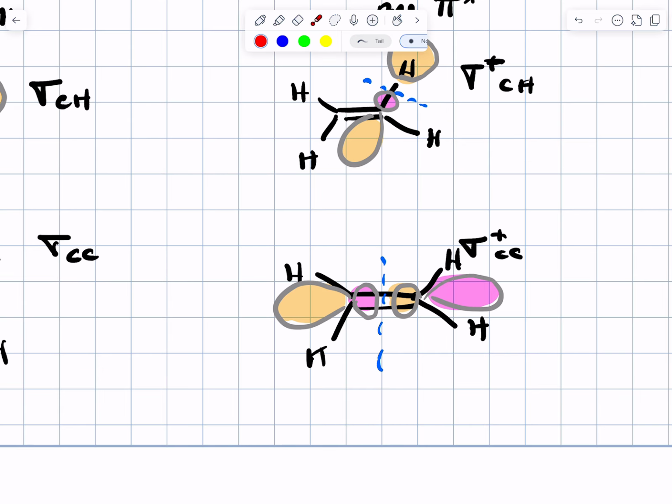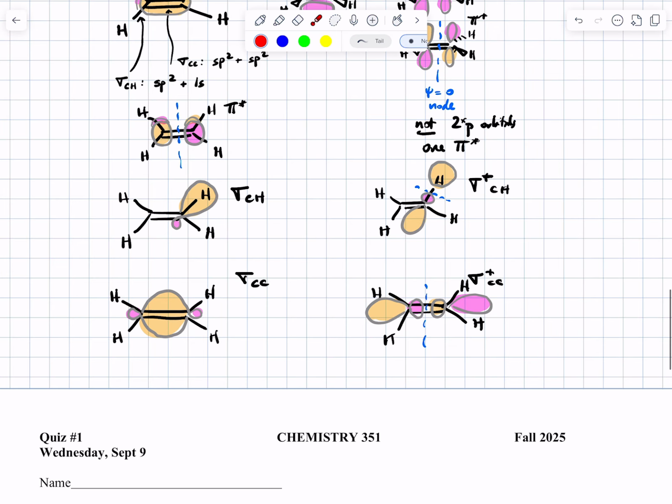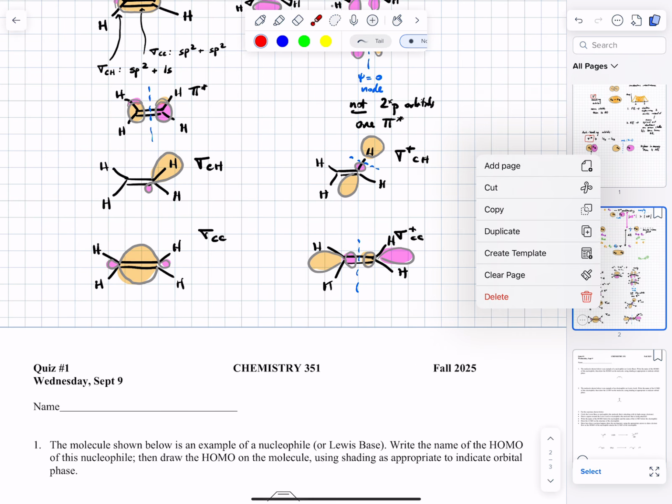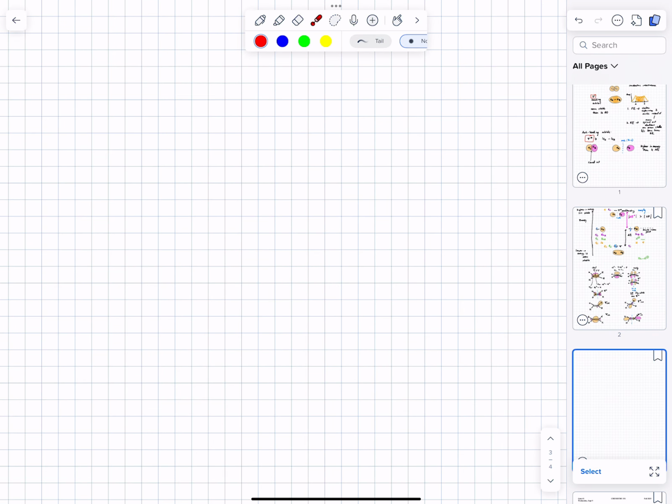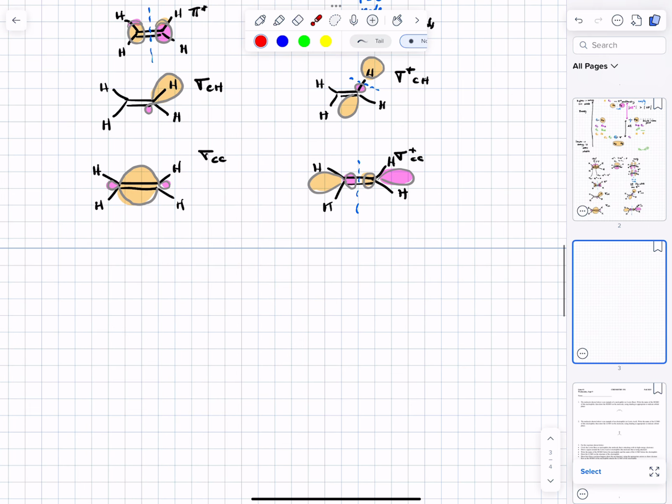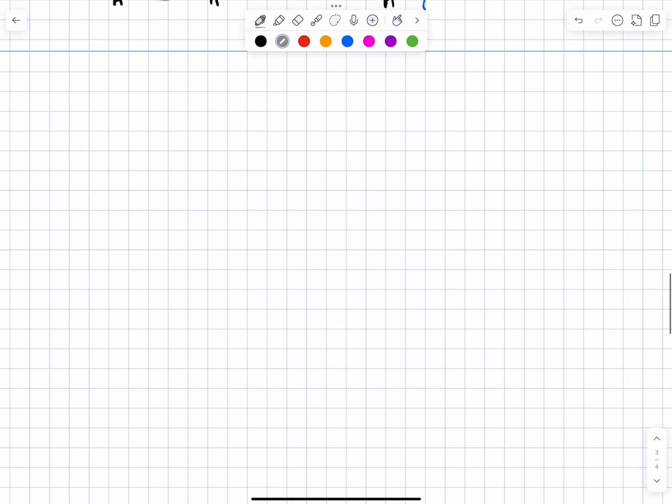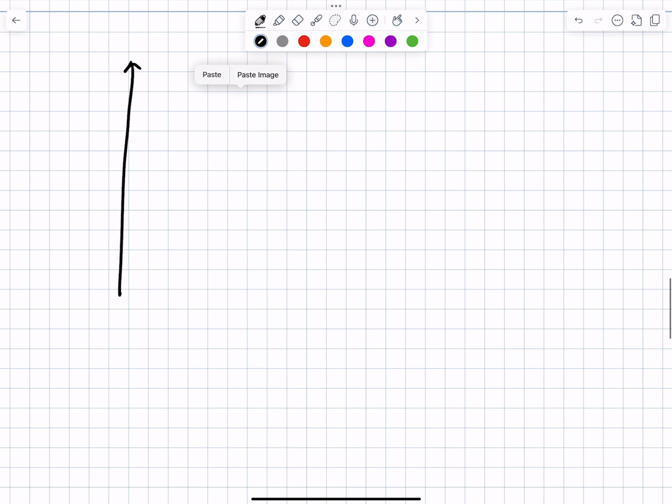Okay, now let's rank these in energy. You're already prepared to do this based on things we've talked about. So ethylene has basically 4 carbon-hydrogen sigma bonds and 1 carbon-carbon sigma bond, and it's got a pi bond. Which of those options do you suspect is highest in energy or least stable?